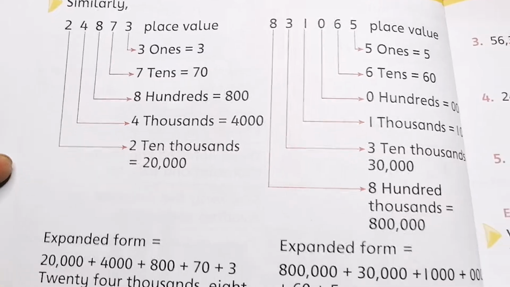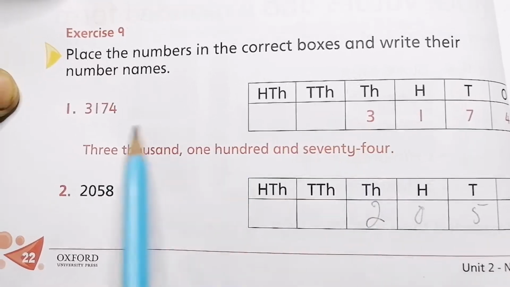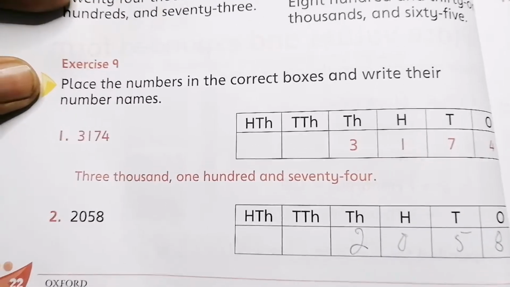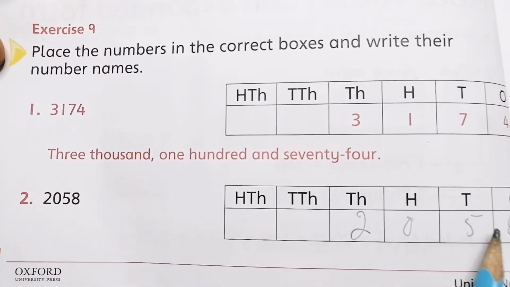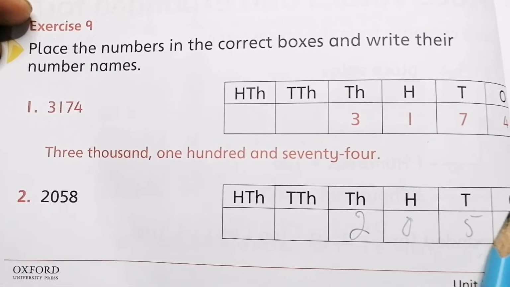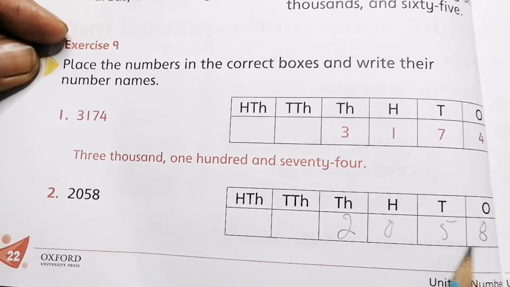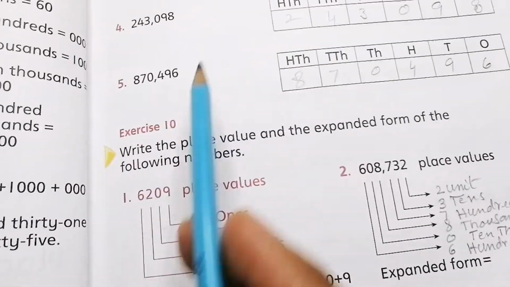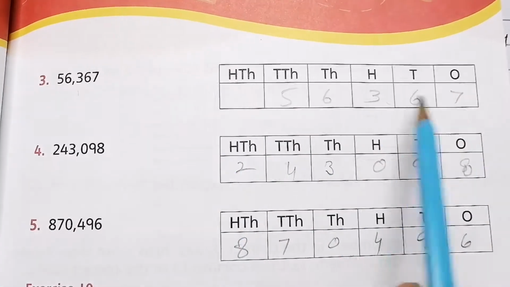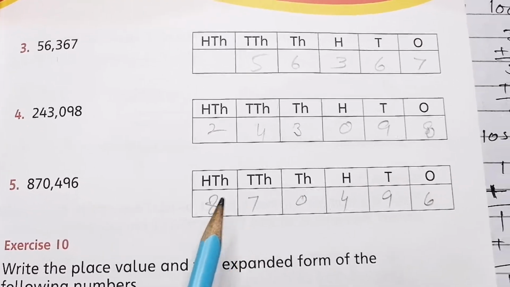These are examples given. So here exercise 9 is given. So this is place value chart, and this number is written in the place value chart. Place values of numbers have been given. So this is 2058. This is also written in the place value chart. You can see how to write this. Best way is that you write place values, and start writing the number from the right side always, right? So 56,367. Draw this and start writing from the right side. So these are numbers you can see, and just practice this.